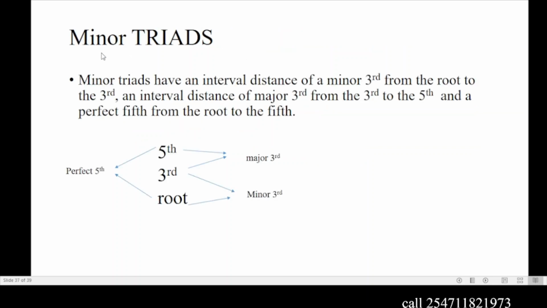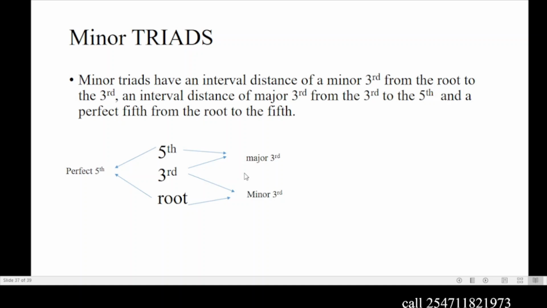Minor triads. Minor triads have an interval distance of a minor third from the root to the third, an interval distance of a major third from the third to the fifth, and a perfect fifth from the root to the fifth. From the root to the third, the interval distance should be a minor third. From the root to the fifth, the interval distance should be a perfect fifth. And then from the third to the fifth, the interval distance should be a major third.